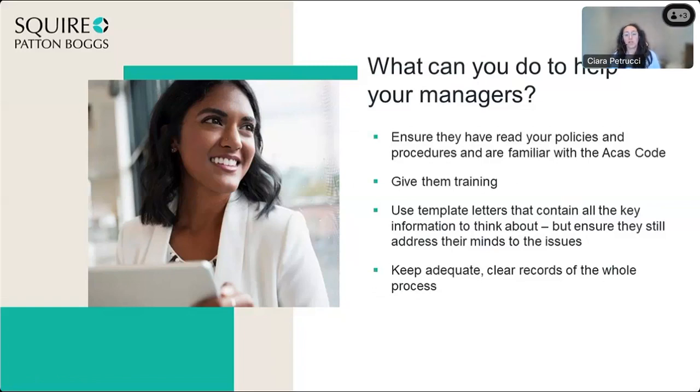So what can you do to help your managers? Ensure they've read your policies and procedures. It sounds really obvious, but we do get managers saying, "Oh, I've never seen that document before," when it appears in a tribunal bundle and it's the disciplinary policy under which they dismiss someone. So really useful, like Kat said, just get those in front of your managers and make sure they're familiar with the ACAS code as well. Give them training. Use your template letters, which I'm sure lots of you have.